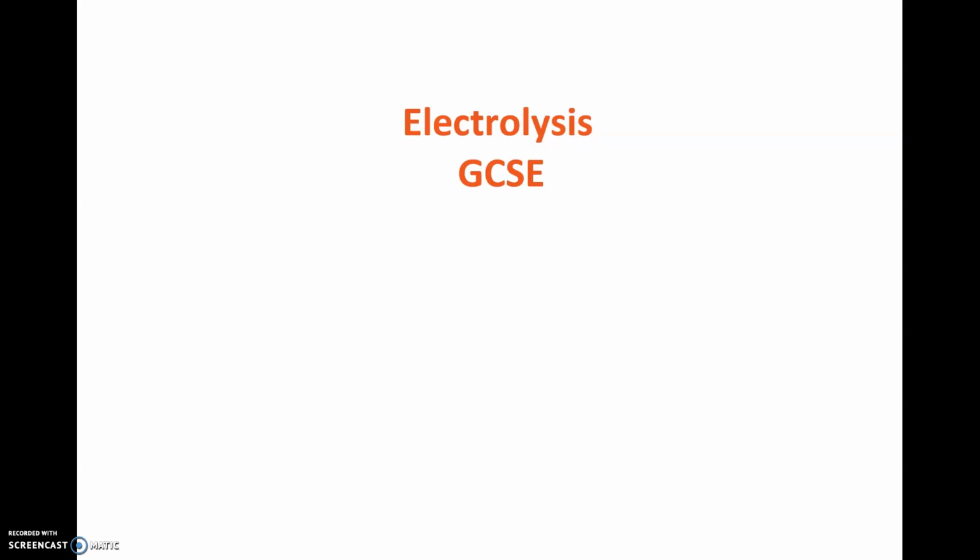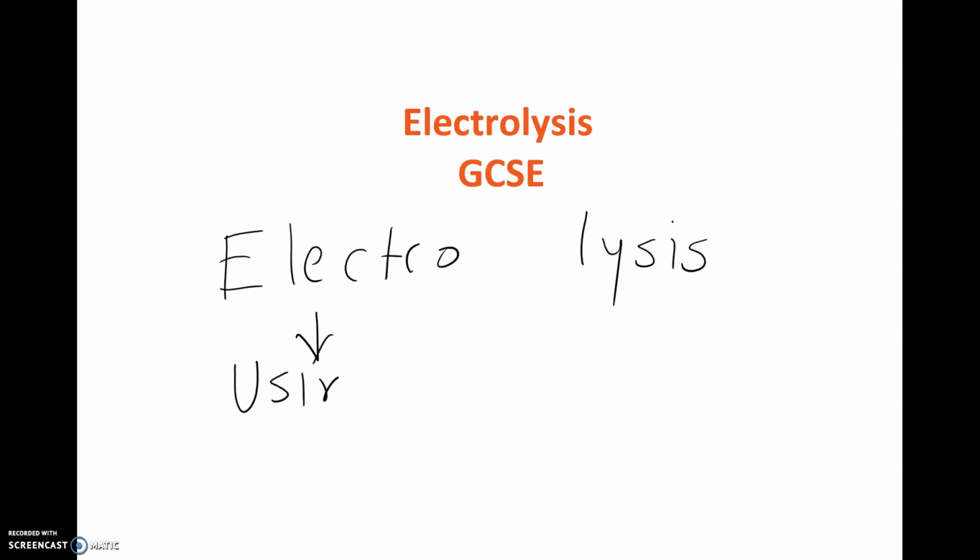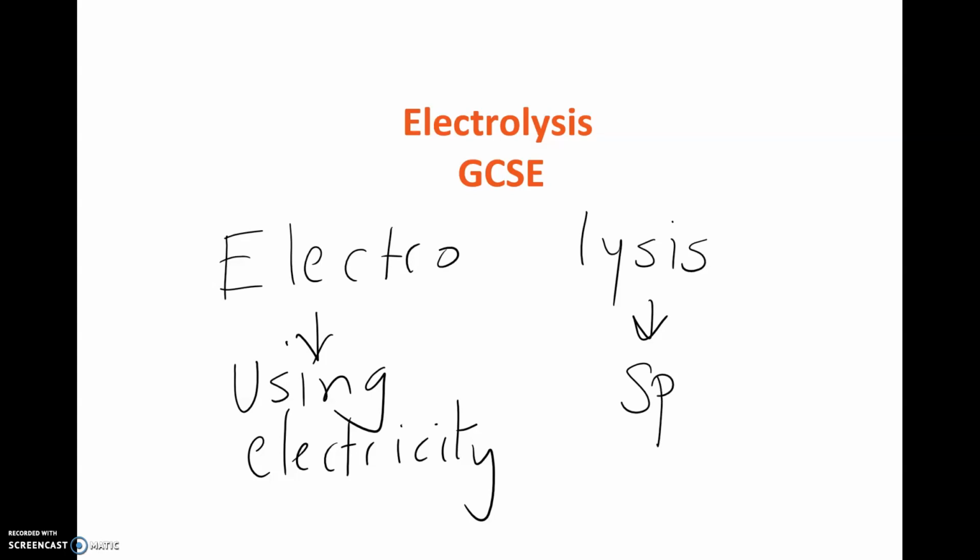Today you will be looking at electrolysis, which is quite a popular topic at GCSE. So what does the word electrolysis mean? It's made out of two words, electro and lysis. Electrolysis is a Greek word where electro means using electricity and the word lysis means splitting. So electrolysis is a technique used to split metals from its ore using electricity.